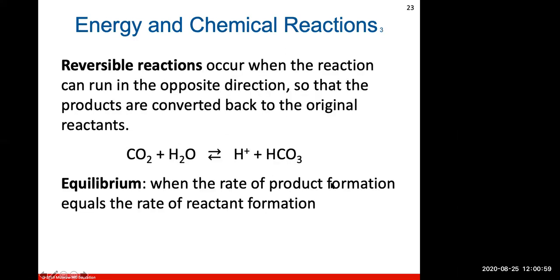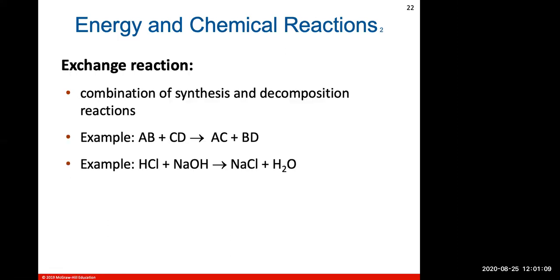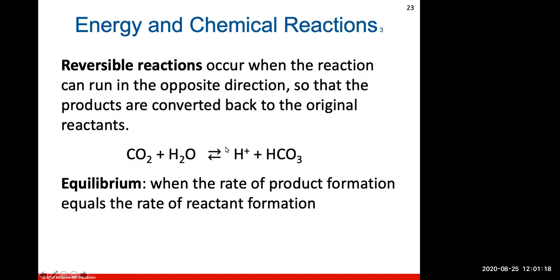A reversible reaction occurs when the reaction can run in the opposite direction so that the products could be converted back to the original reactants. So a reversible reaction, from here on, you've only had arrows going in one direction, meaning this chemical reaction could only occur in one direction. In a reversible reaction, the reactants could revert back and form their original products. So a reversible reaction we describe with two arrows going in both directions because the reaction could occur in both directions.